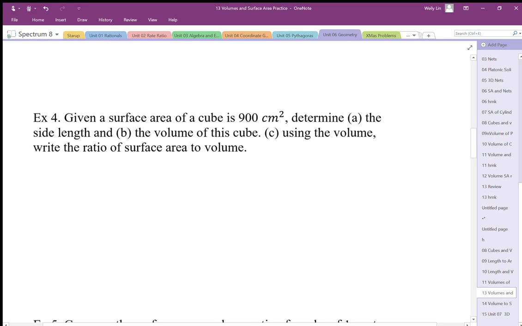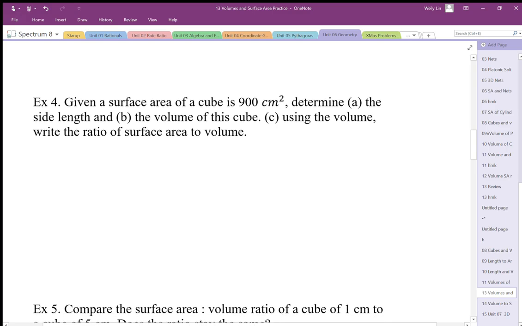So let's do some problems here. You're given the surface area of a cube. It's going to be 900 centimeters squared. Determine the side length and the volume of this cube, and we want to work out the surface area to volume ratio. Okay, so the last part we'll elaborate on more, but the other parts we can do already.